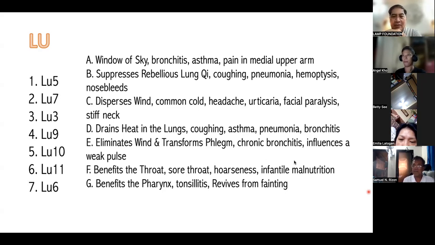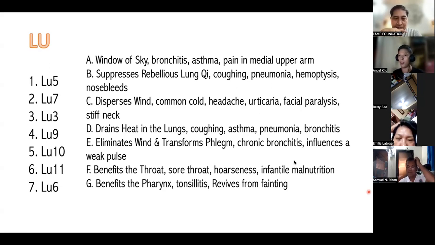Good. Number 5, lung 10. Classification po ng lung 10 is Ying Spring, fire. My answer po is letter F. Benefits the throat: sore throat, hoarseness, infantile malnutrition. Very good.